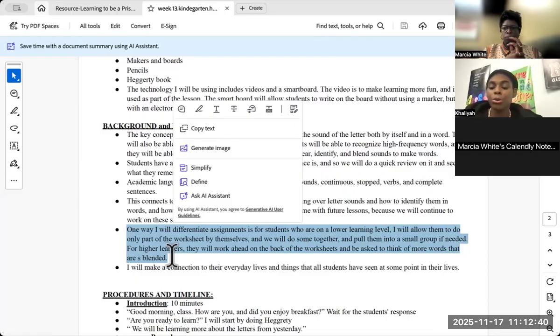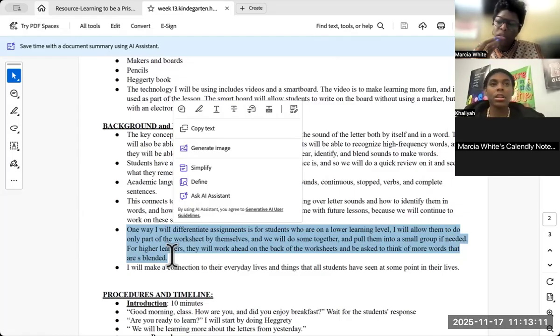And if there is still more time and they're still finished before others, I would say something along the lines of, you remember the S blends we've been learning about, like st, sp, and sn. Can you think of words that have those same S blend beginning sounds in them, and can you write them, or you want to tell me them, or either or?